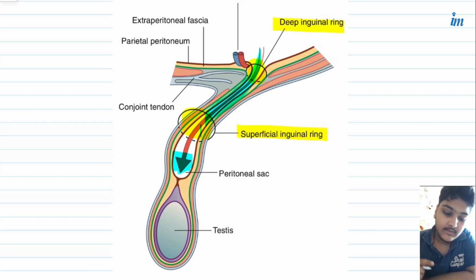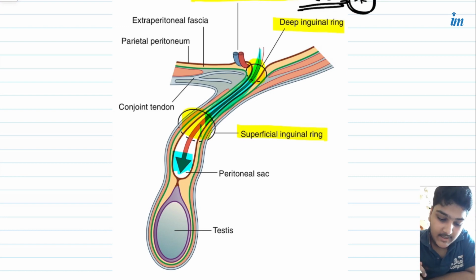Now the location of the hernia is very important. Here you can see that there is a labeling, that is inferior epigastric vessels. So your indirect inguinal hernia is lateral to the inferior epigastric vessels. This point is very important, that it is lateral to the inferior epigastric vessels.